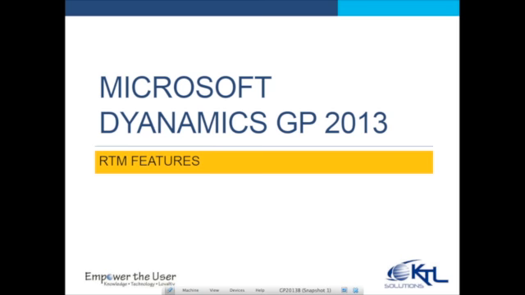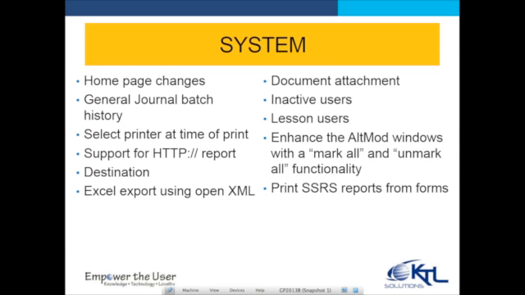So let's talk about some of the new RTM features that were released, if some of you aren't aware of those. With the system part of GP 2013, we saw some home page changes. Now you can go to your general ledger batch history, which you didn't have before, which is kind of nice. For those of you that accidentally printed to the wrong printer when printing checks, payroll checks, and things like that, now you're prompted to select the printer at print time, but that can be turned off if you want to, but you get that prompt now.